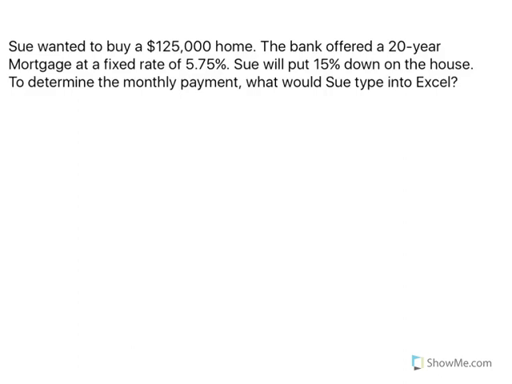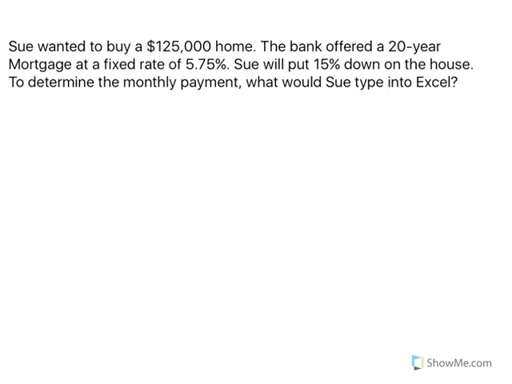Sue wanted to buy a $125,000 home. Well, maybe she still does, I don't know. The bank offered a 20-year mortgage at a fixed rate of 5.75%. Sue will put 15% down on the house. To determine the monthly payment, what would Sue type into Excel?